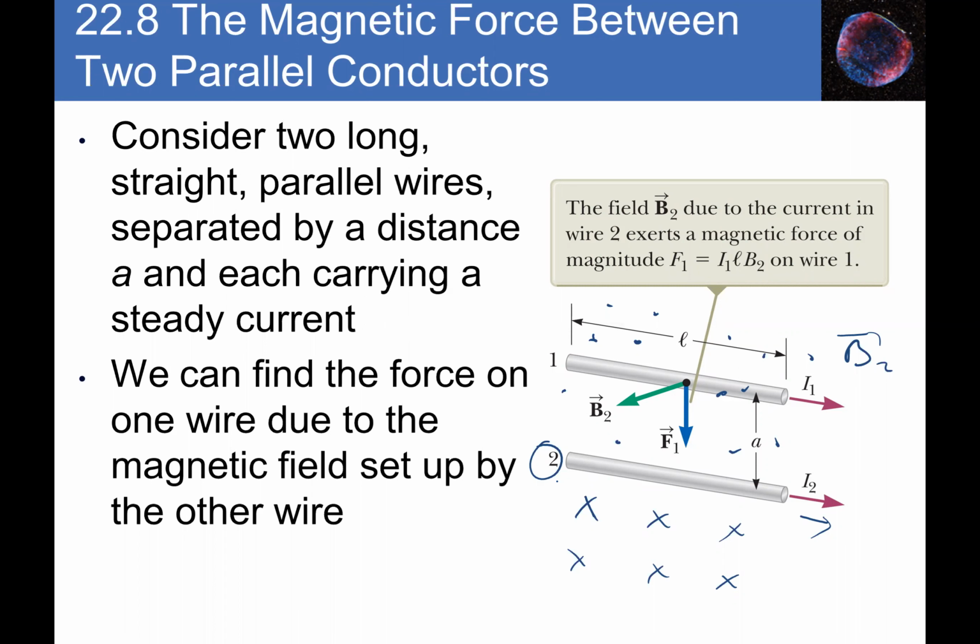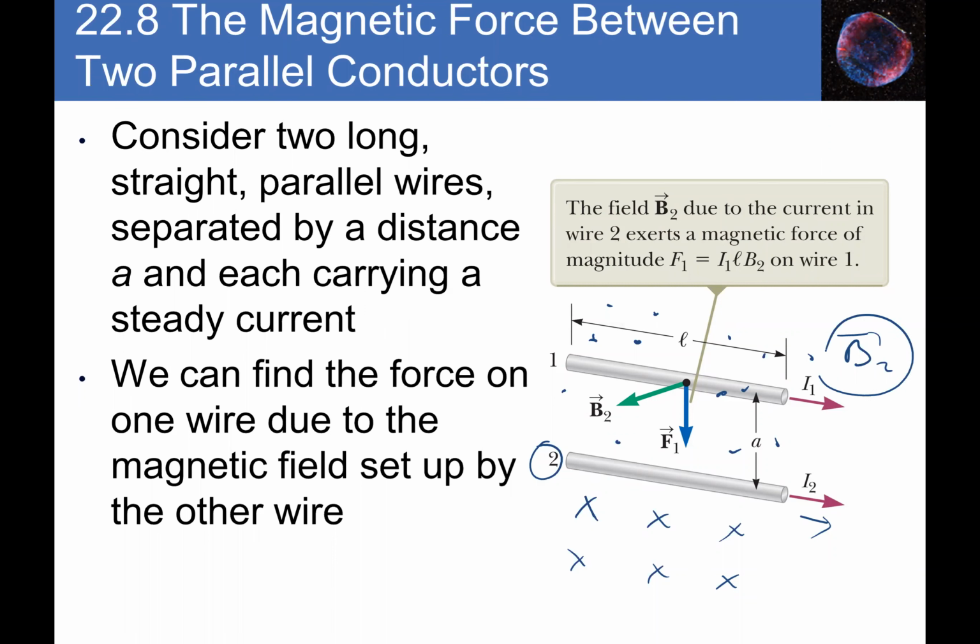Now, what I'm going to do next is put another wire, which is basically wire 1, a distance A from wire 2. So I place wire 1 distance A from wire 2. Here's what I have: wire 2 generates a magnetic field in the region where wire 1 is now, as we already talked about. This B2 is already there.